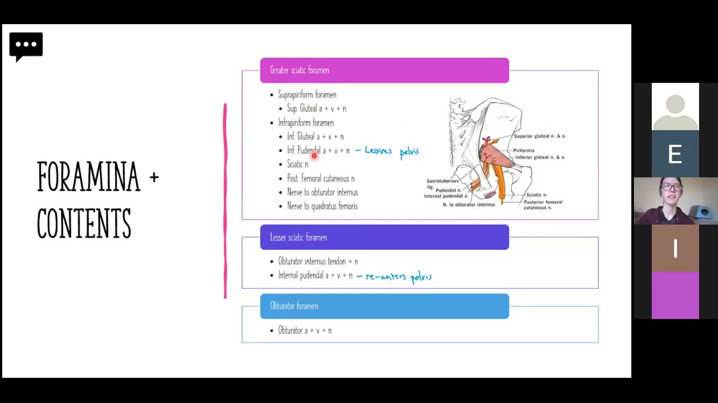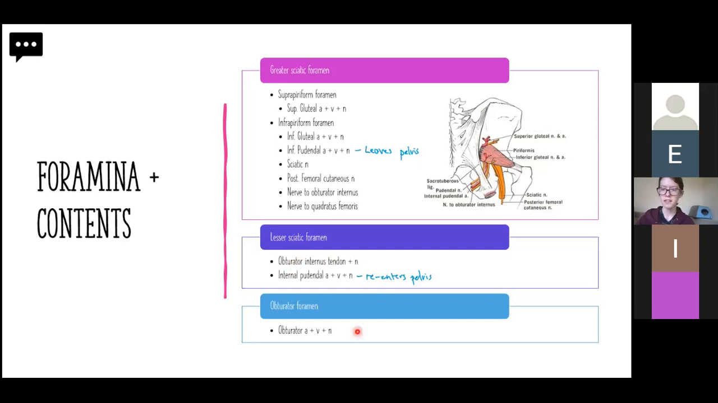And then pretty much everything else goes through the infrapiriform foramen. Important things to know here would be inferior gluteal, inferior pudendal, and sciatic nerve. These ones are pretty small, not really that important. Important with the inferior pudendal vessels is that it leaves the pelvis here. It's a bit hard to see in this photo, but it comes out here, and then it goes back in the lesser sciatic foramen. So that's when it re-enters the pelvis, and you've also got the obturator internus tendon there and nerve.